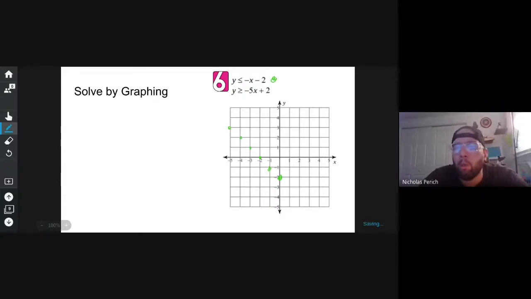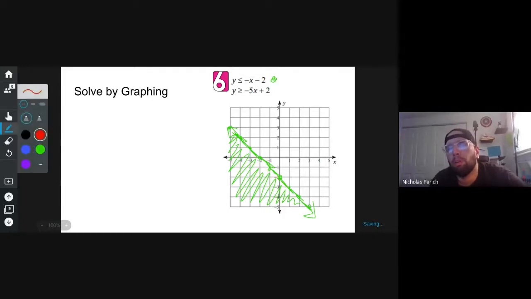Oh, I ran out of room. Down one, right one, down one, right one, down one, right one. It's less than or equal to, so I actually fill in the whole line. Less than or equal to means you fill in the whole line. If it was just less than, I would make it a dashed line. Since it's less than or equal to, I shade underneath. Oh, this is a lot more fun than what we just did.